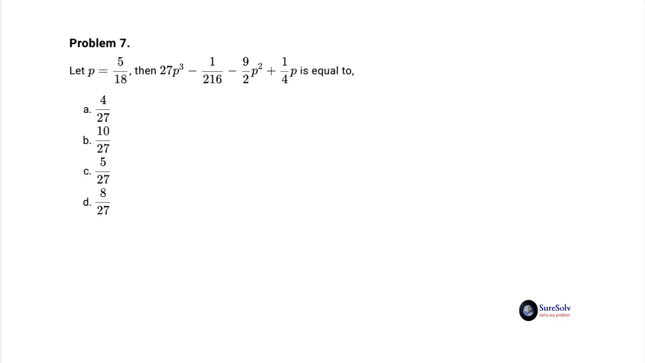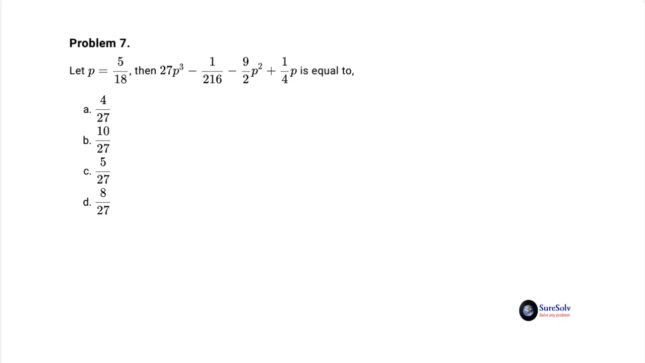Question 7 is, let p equal to 5 by 18, then 27 p cube minus 1 by 216 minus 9 by 2 p square plus 1 by 4 p is equal to option A 4 by 27, option B 10 by 27, option C 5 by 27 and option D 8 by 27. The challenge in this problem is to find the easiest path to the solution that involves least amount of calculation. The only way to do this is to transform the given expression to a sum of cubes if possible.